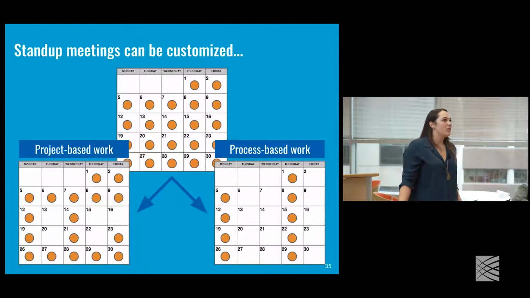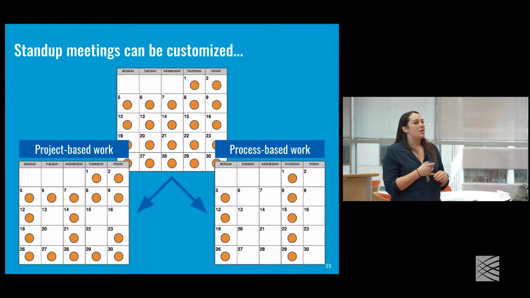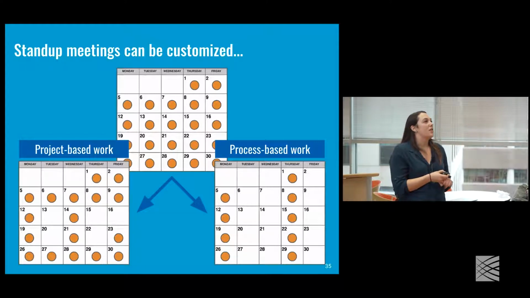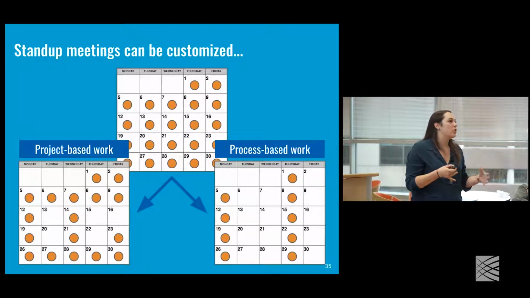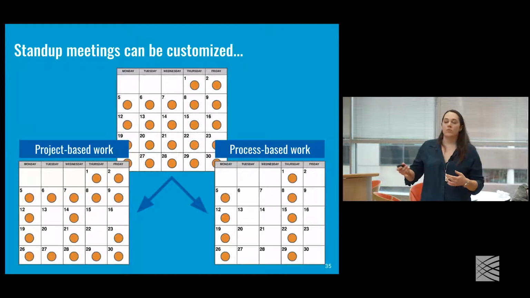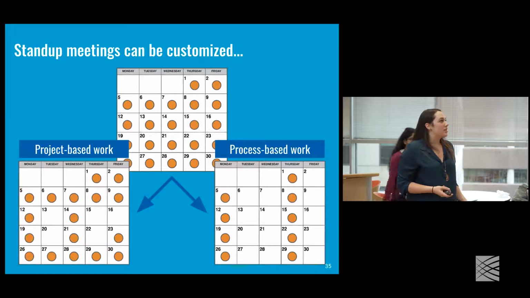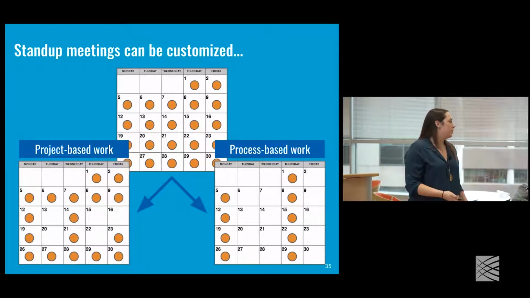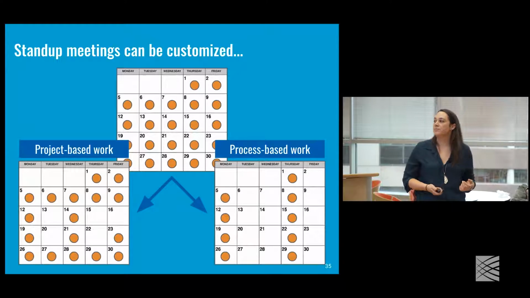So in that case, don't meet every day. Meet twice a week, meet 3 times a week, meet once a week. In these cases, you can expect to meet a little bit longer for each of those because you haven't been talking as much and there might be more questions or more obstacles to get over, but customize it. Play around with what's going to work best for your particular team, your particular project, and your particular organization.